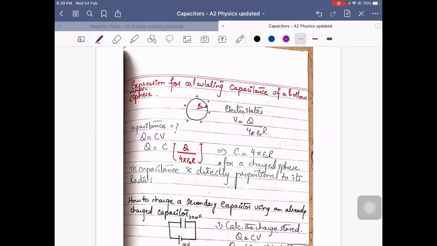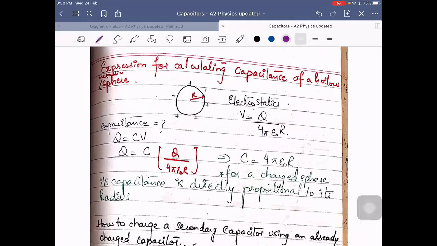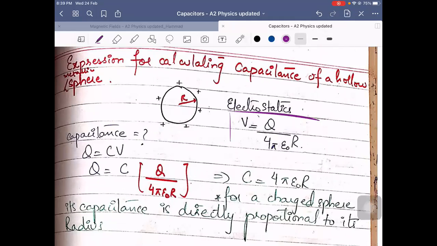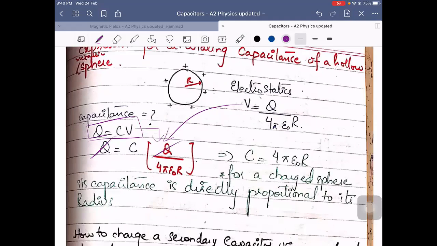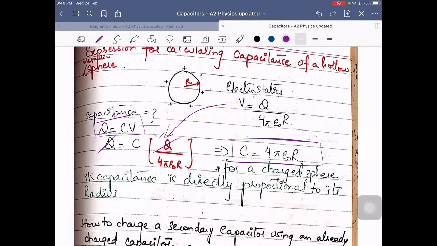Expression for calculating the capacitance of a hollow sphere. Now this is from electrostatics. You know for a fact that the potential is Q upon 4 pi epsilon naught R. Right? You are asked the capacitance. You have a formula Q is equal to CV. In place of V, you can substitute this expression Q upon 4 pi epsilon naught R. Your Q gets cancelled off with Q, and you can simply work out that the capacitance is equal to 4 pi epsilon naught R. This simply means that for a charged sphere, its capacitance is directly proportional to its radius.